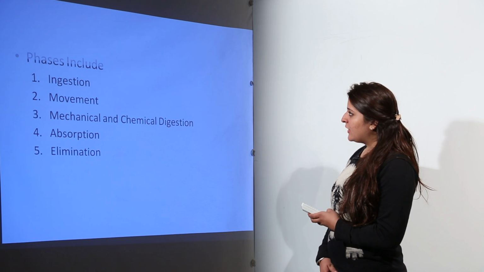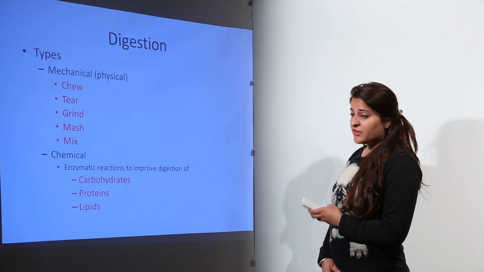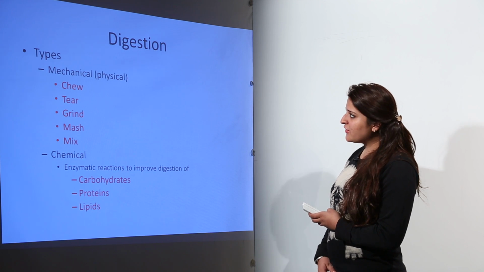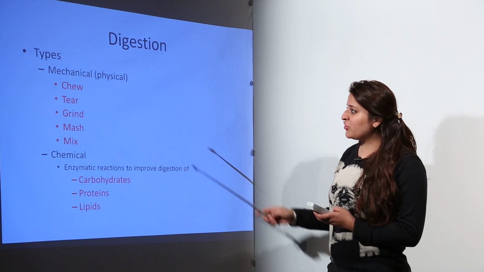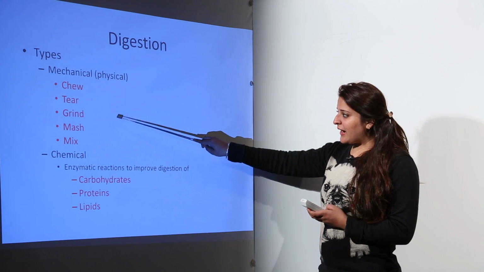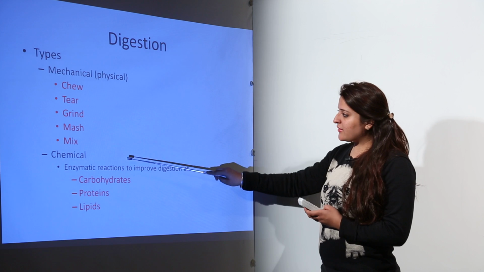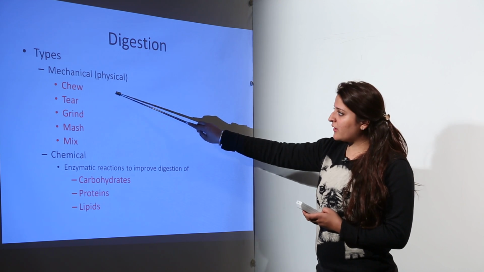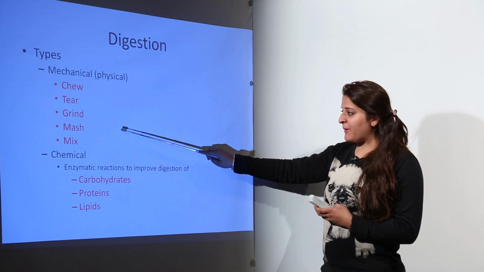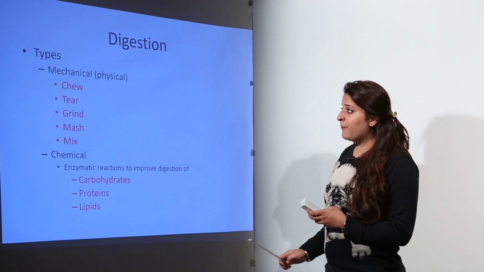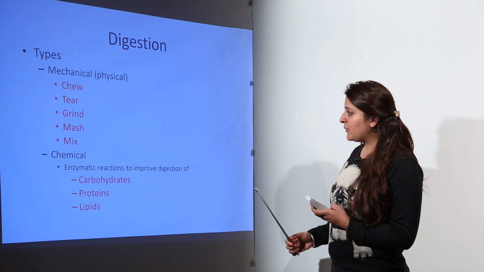through the anus. Now, what are the various types of digestion? The first thing that I've told is the mechanical. In the mechanical method, what we do is chew the food, tear, grind, mash and mix. All these processes occur with the help of teeth and tongue. The chewing, tearing, grinding, mashing and mixing of food is the mechanical method.